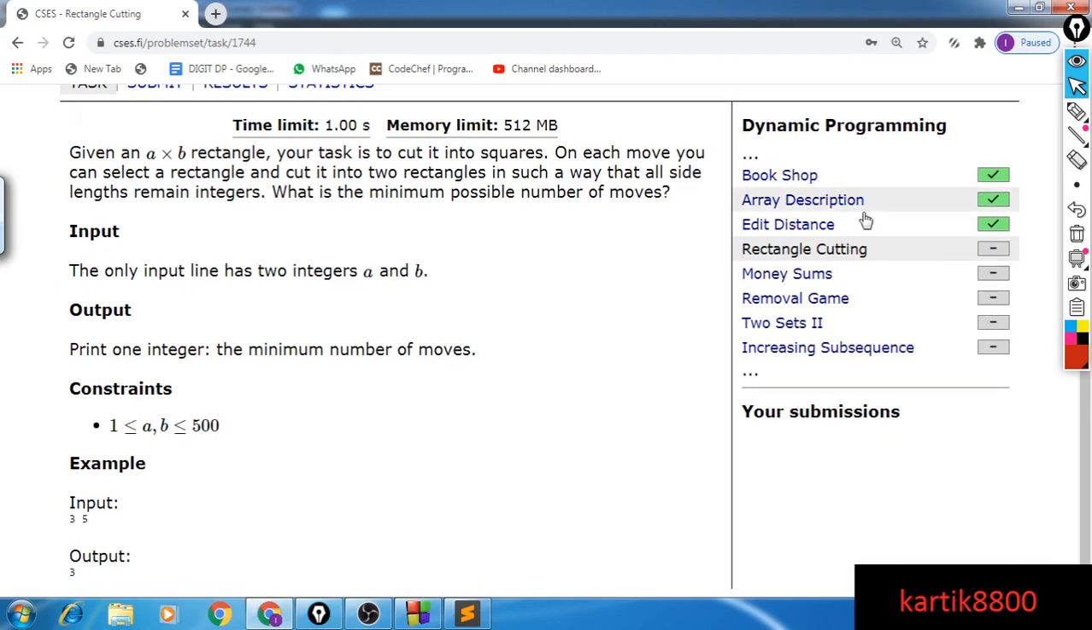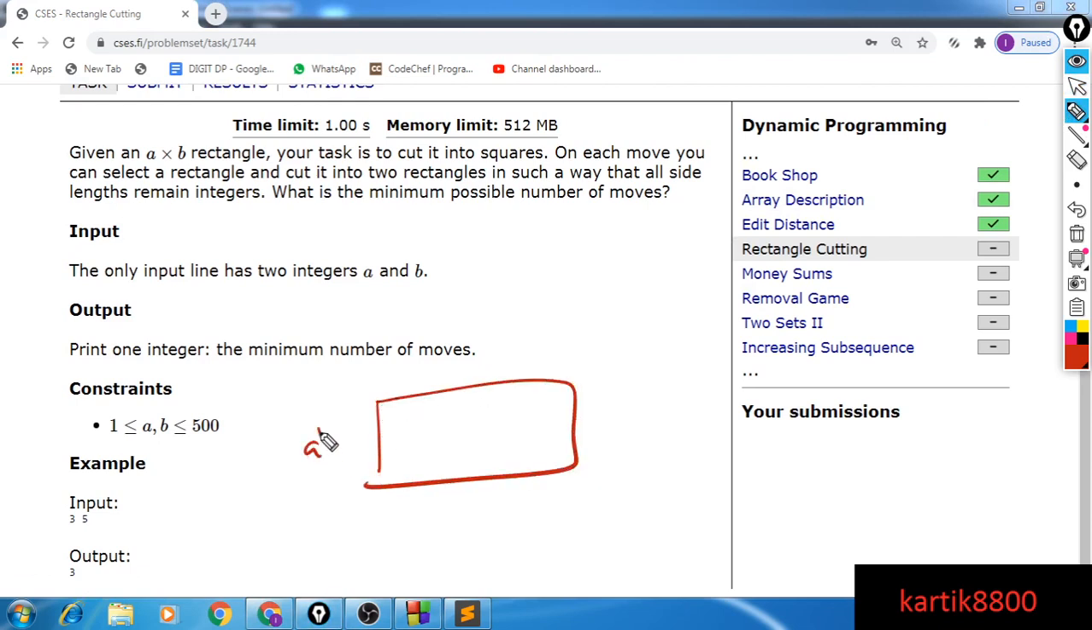And here is how you can cut the rectangle. So given this particular rectangle of the length A and B, okay, so this is your rectangle. Here are the possible cuts that you can make. In one operation you can cut this rectangle into two smaller rectangles. So you can make a cut like this, and this will be rectangle 1, rectangle 2.